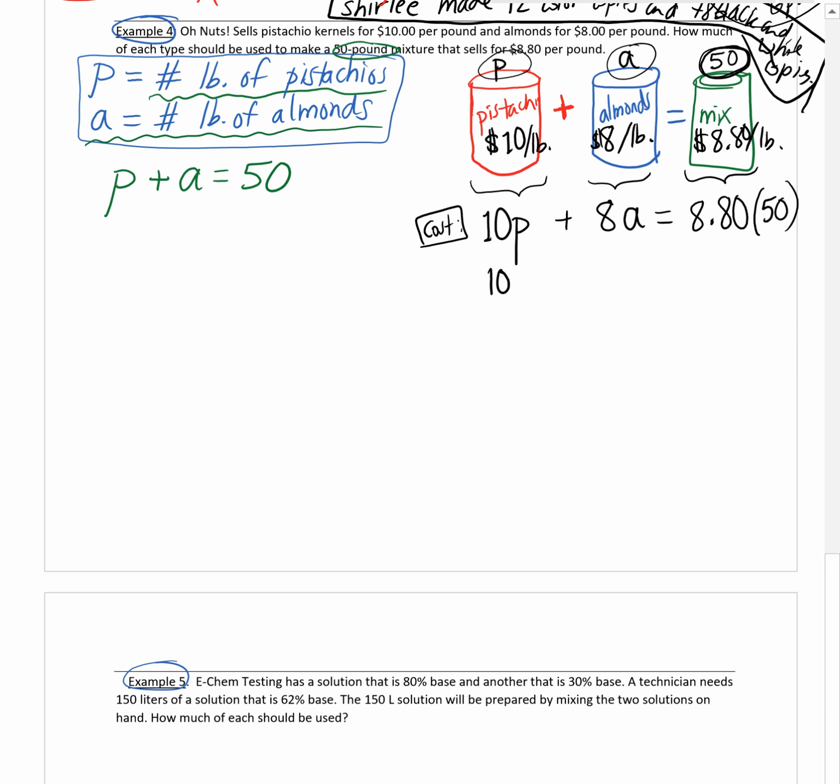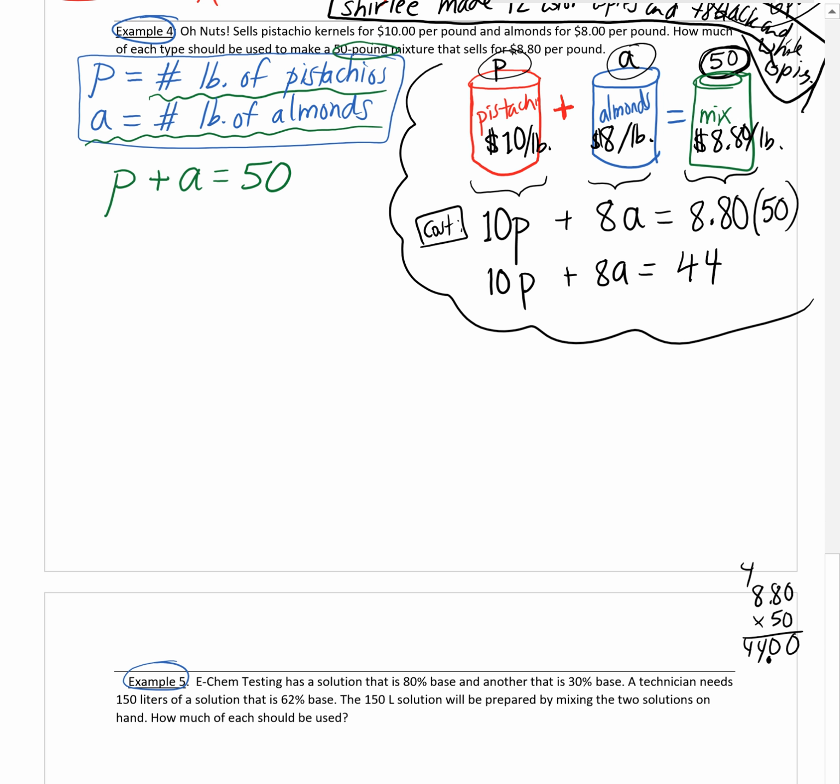So that'll give us our second equation. It's 10P plus 8A equals, okay, what's 8.80 times 50? Let me see, I'm going to go way down here. 880 times 50, 44, okay. How many digits beyond the decimal? 2. Okay, so $44. Wow. Really? That's a nice number. Okay, sure, why not? Don't question a good thing. So there's our other equation.